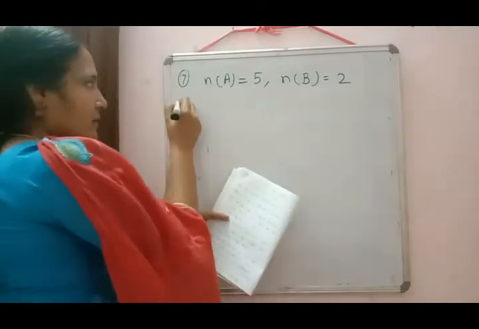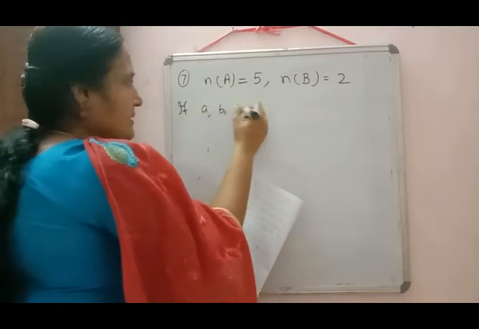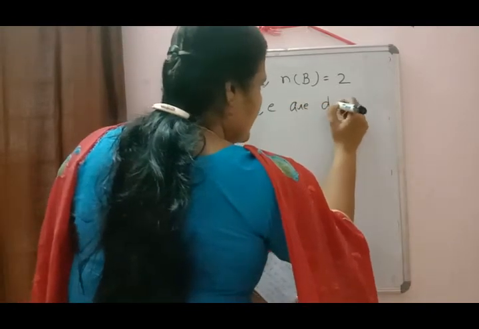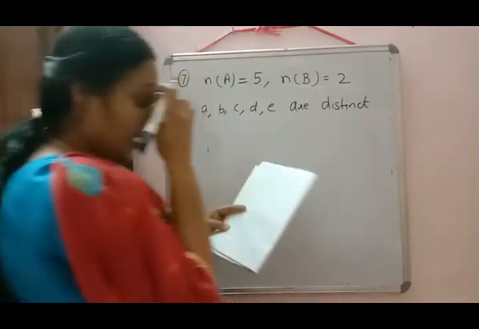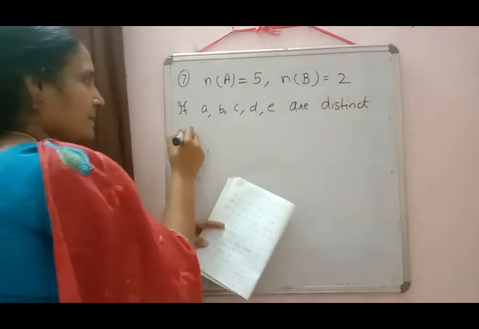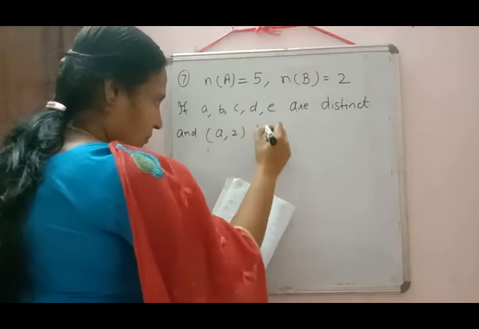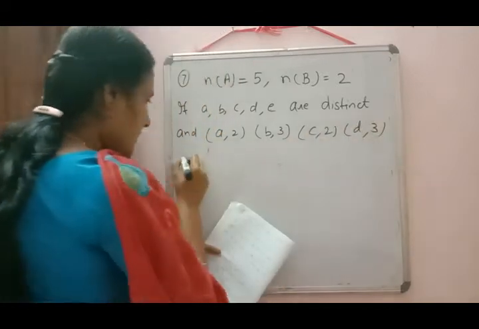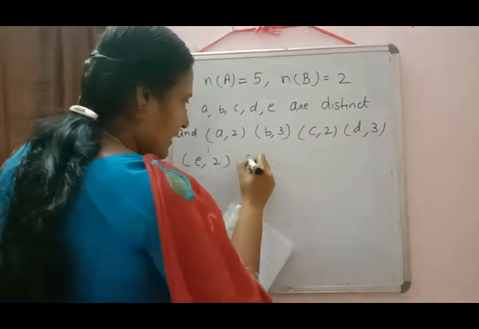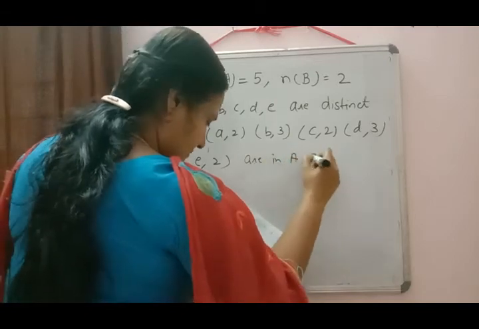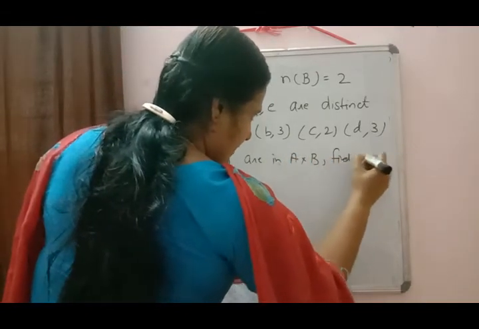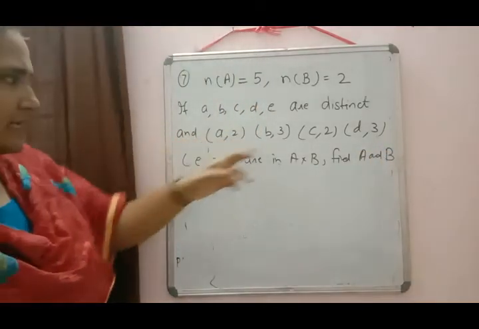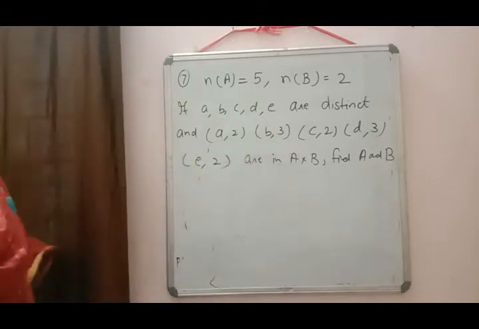If small letters a, b, c, d, e are distinct, distinct means all values are different, and (a, 2), (b, 3), (c, 2), (d, 3), (e, 2) are in A cross B, then find A and B. Some elements of the Cartesian product are given. We have to find out the sets A and B.